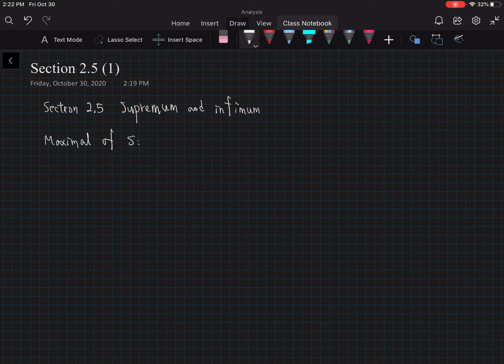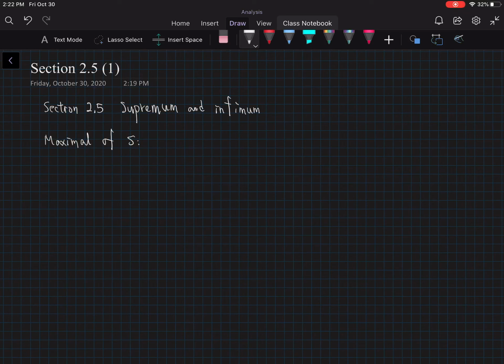Now we're going to start with the first lecture on section 2.5, supremum and infimum. Before we start introducing supremum, let's introduce what is called a maximal.